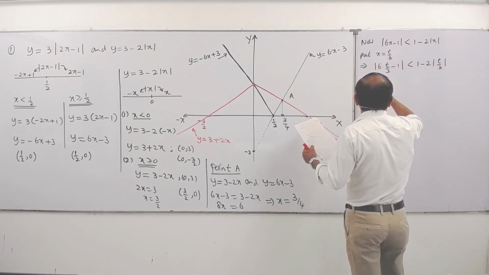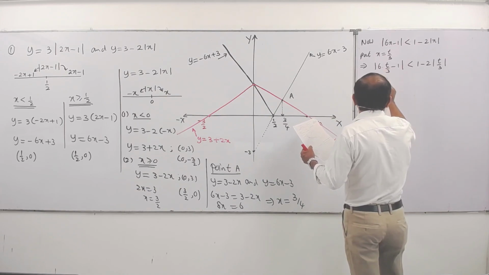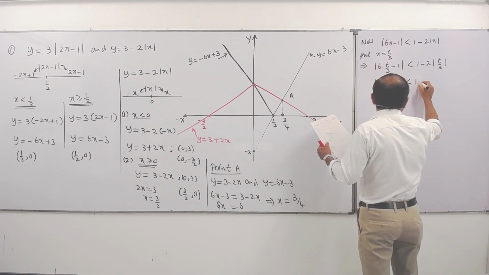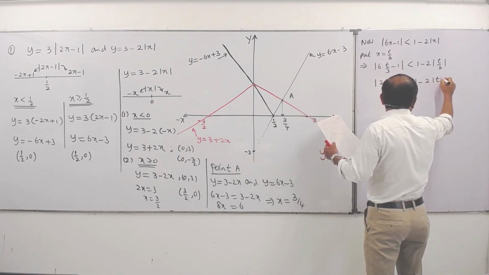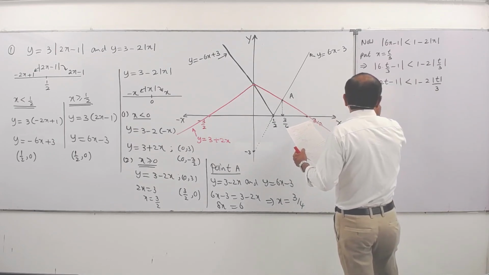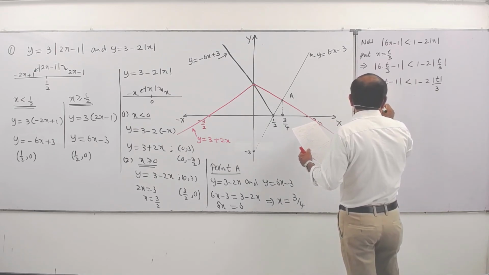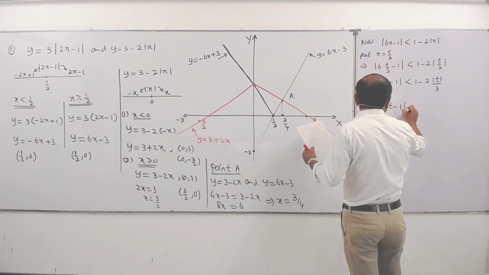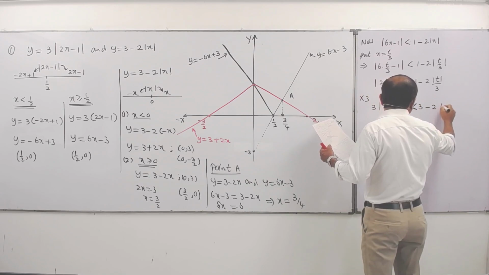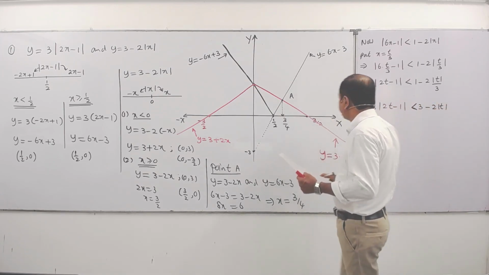Right. Now here we can cancel down: 2t − 1, less than 1 − 2|t/3|. Multiply by 3. 3 times |2t − 1| is less than 3 − 2|t|. This is what we get.